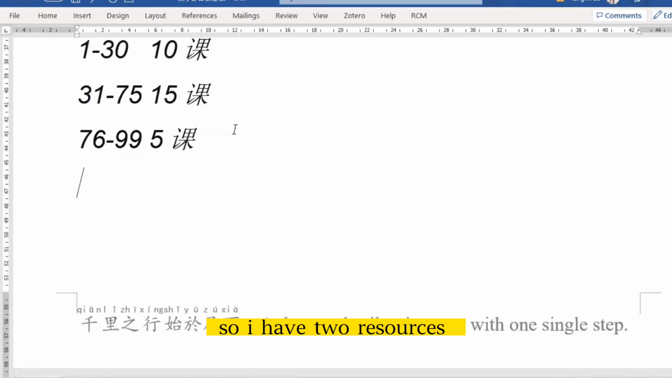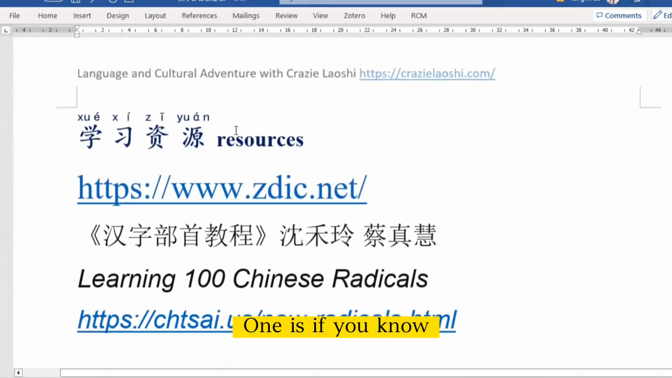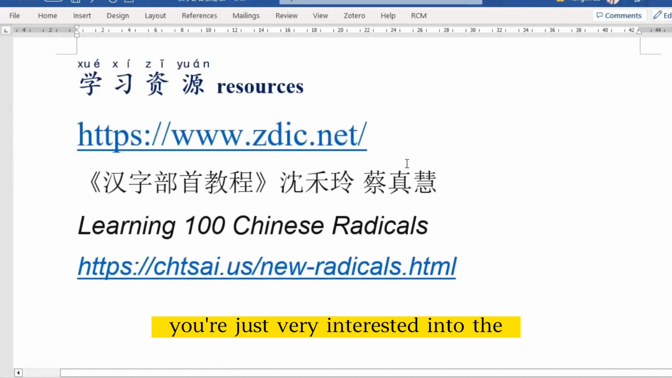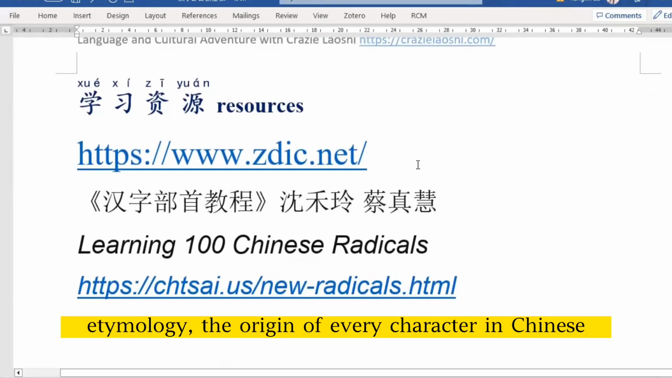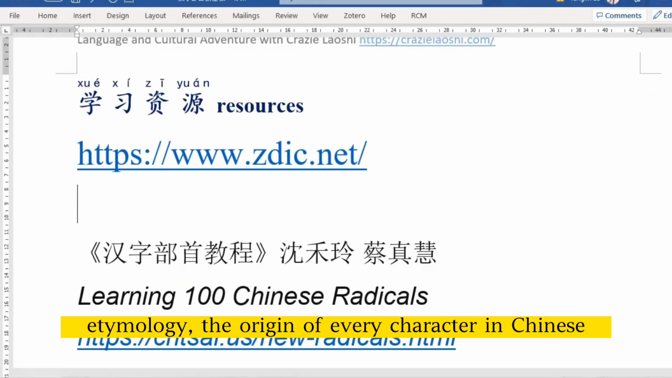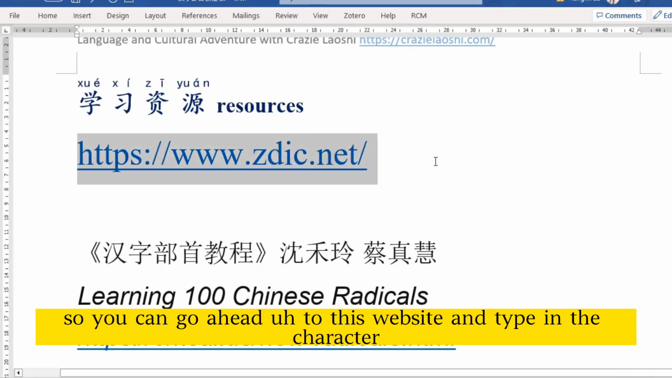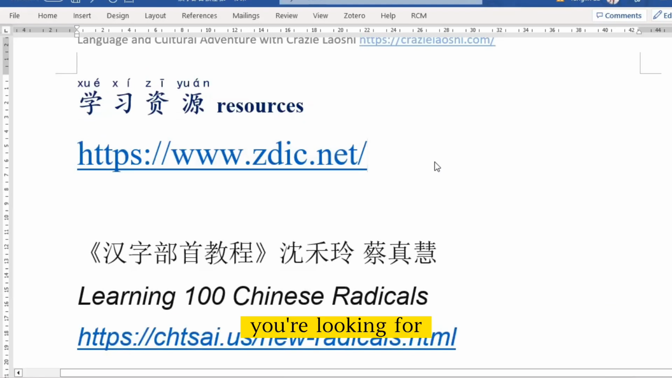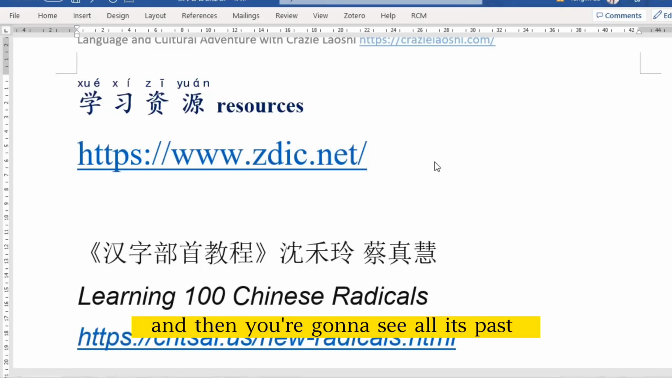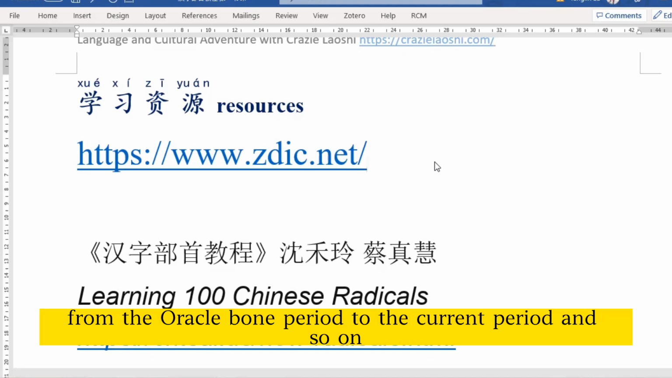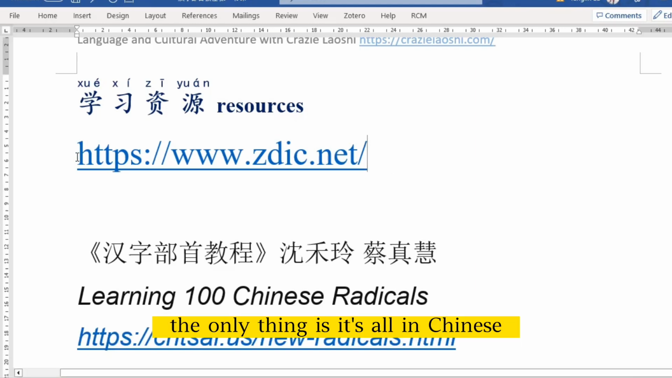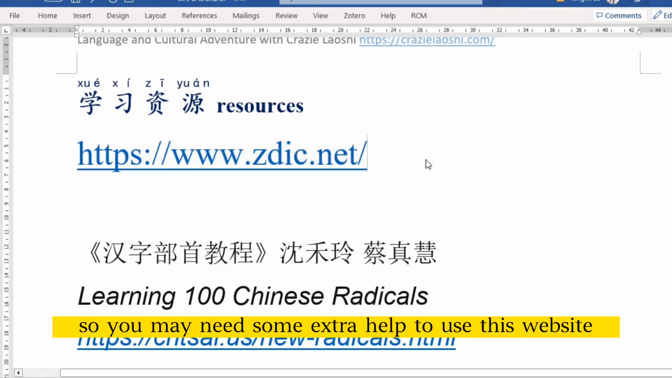You want to start learning already, right? So I have 2 resources. One is if you're very interested in the etymology, the origin of every character in Chinese. You can go to this website and type in the character you're looking for, and you're going to see its past, how it evolved from the Oracle Bone period to the current period, and so on. The only thing is it's all in Chinese, so you may need some extra help to use this website.